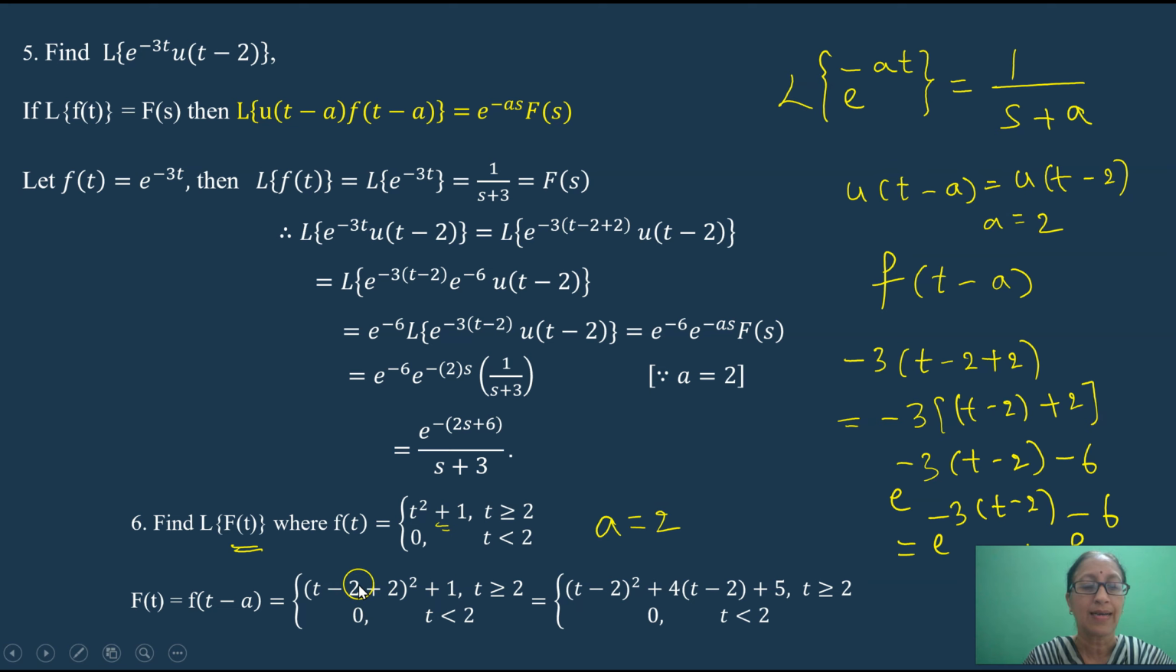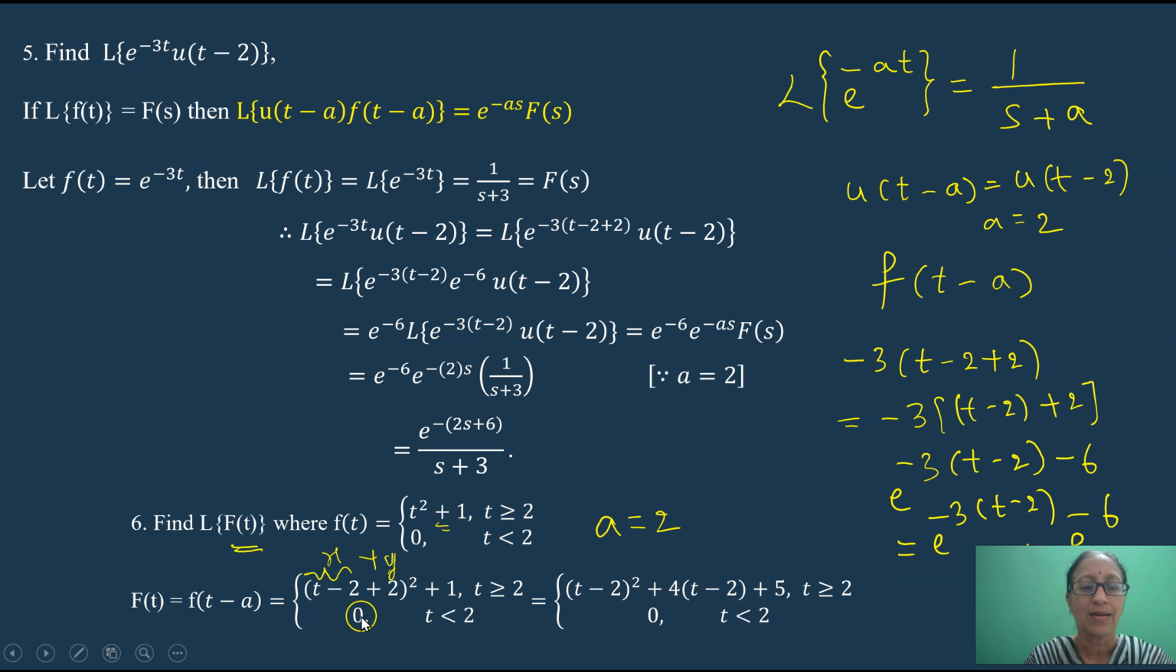Now here, if you consider t minus 2 as a single term, then you can expand this using the (a plus b) whole square identity. If you consider this as some x plus y, so (x plus y) whole square, that is x square plus 2xy plus y square. That means (t minus 2) whole square plus 2 into 2 into (t minus 2), that is 4 into (t minus 2), plus 2 square. 2 square is 4. 4 plus 1, that gives 5 when t is greater than or equal to 2.